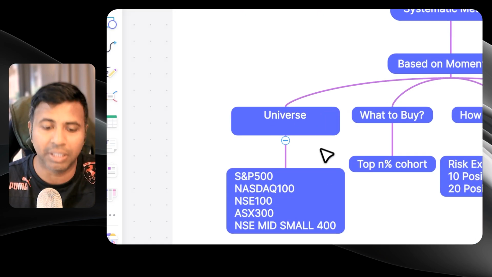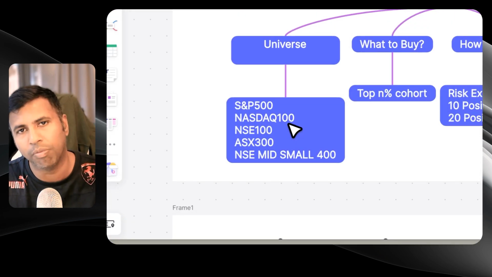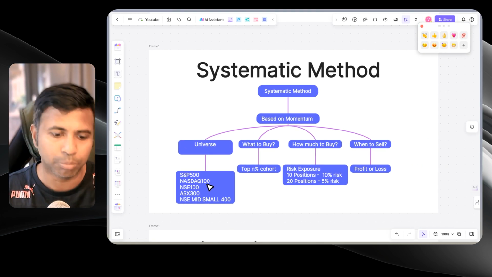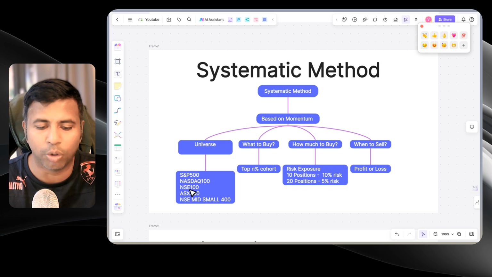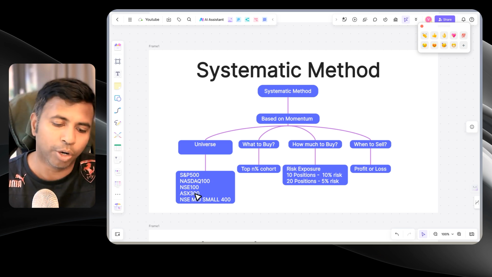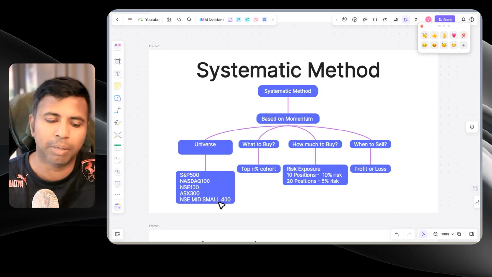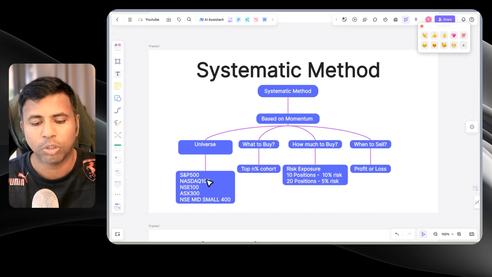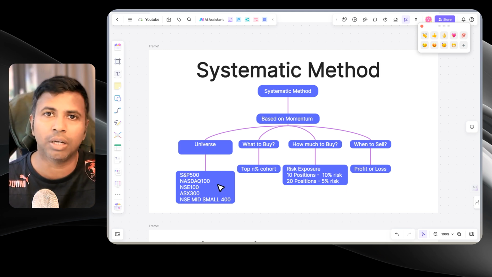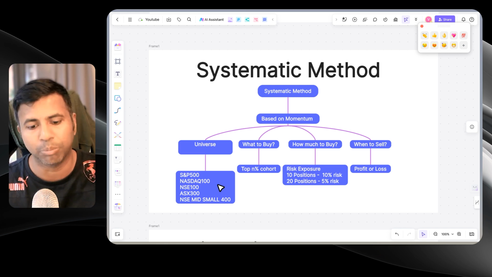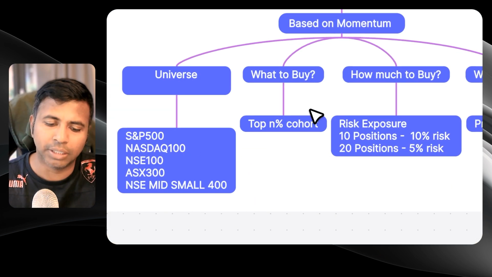Universe is nothing but the index where you want to look for the momentum stocks. Like it could be the S&P 500, Nasdaq 100, or NSE 100, or ASX 300, or it could be a minor subset of an index like NSE mid and small cap 400. So universe is nothing but the indices where you want to scan or run your rules, to find which are the top momentum stocks, and what to buy is the next element.